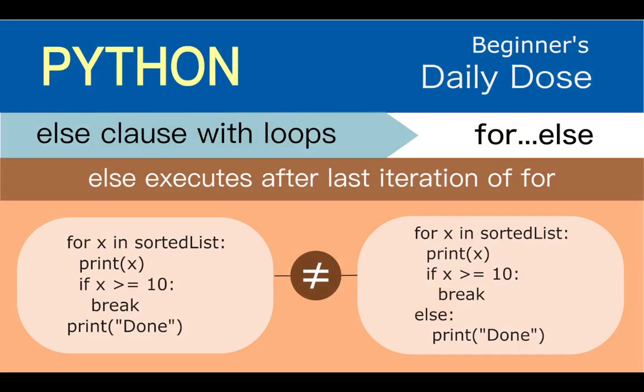This video is part of the playlist Python Programming Beginner's Daily Dose, where I cover fundamental concepts of Python programming that will help beginner level Python programmers get an insight into how Python works behind the scenes. This video is for all those beginner level Python programmers who are not aware of the fact that the else clause can be used with loop statements like the for loop or while loop. In this video, I will discuss how we can use the else clause with the for loop. So let's get started.